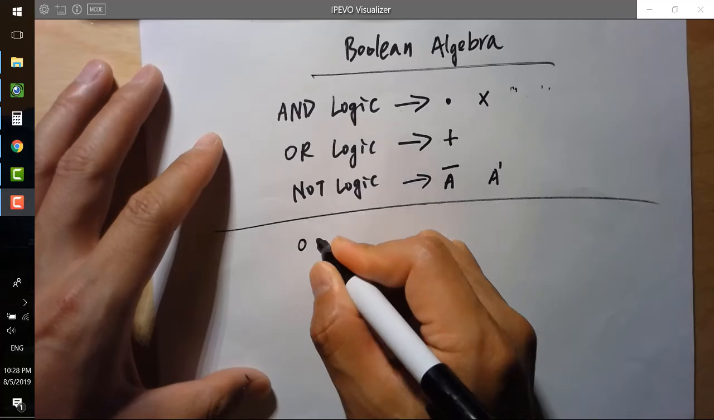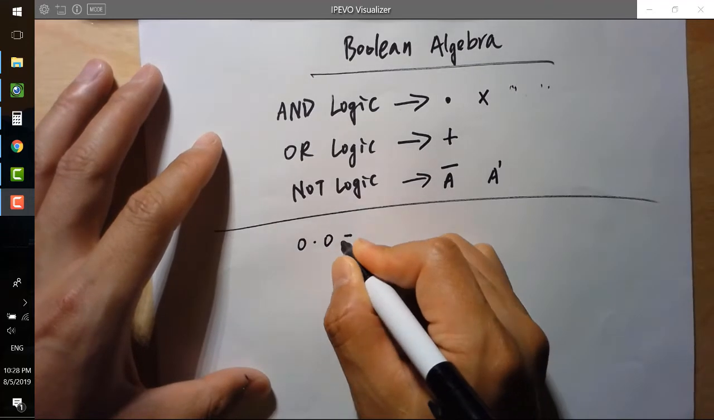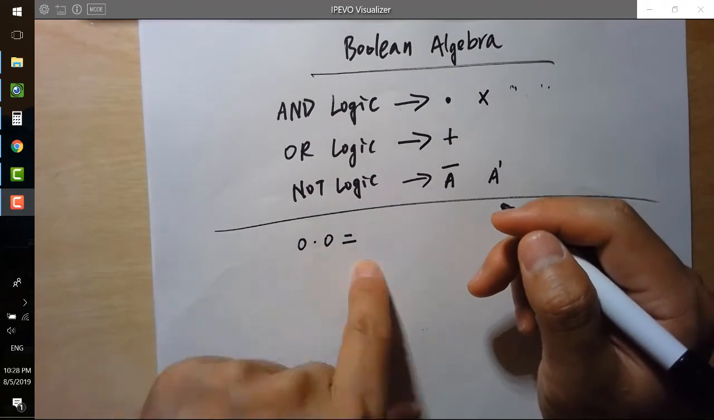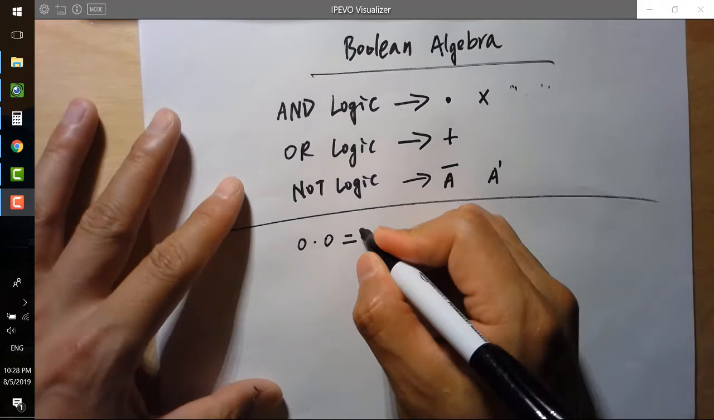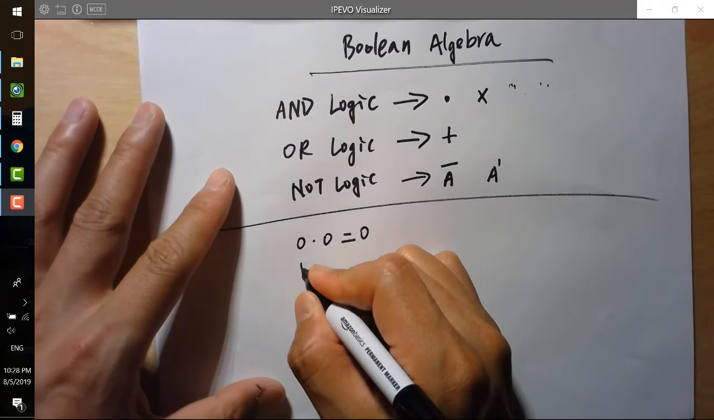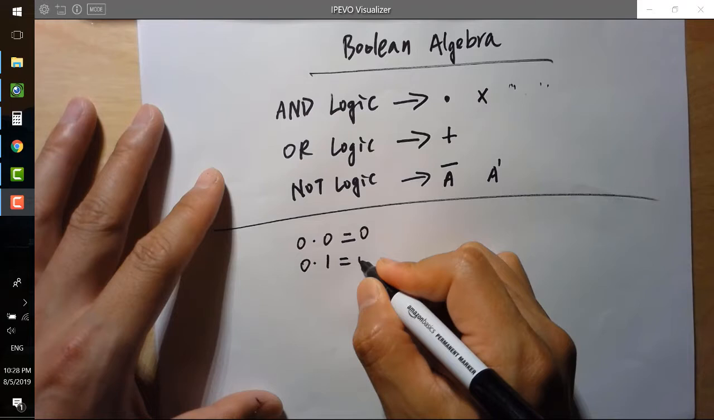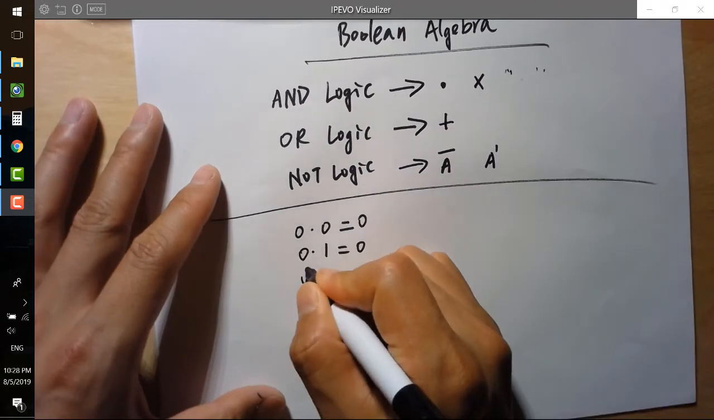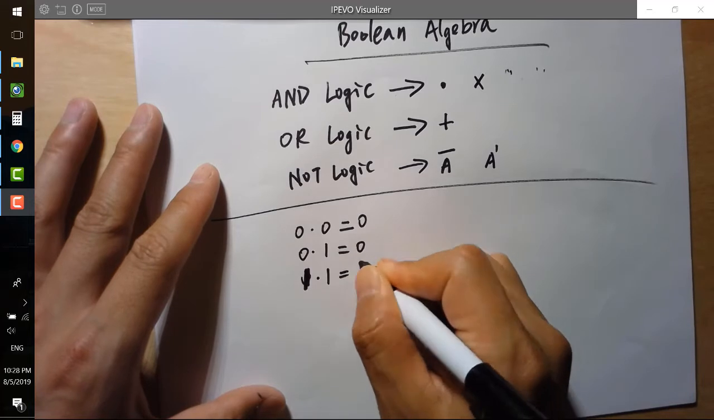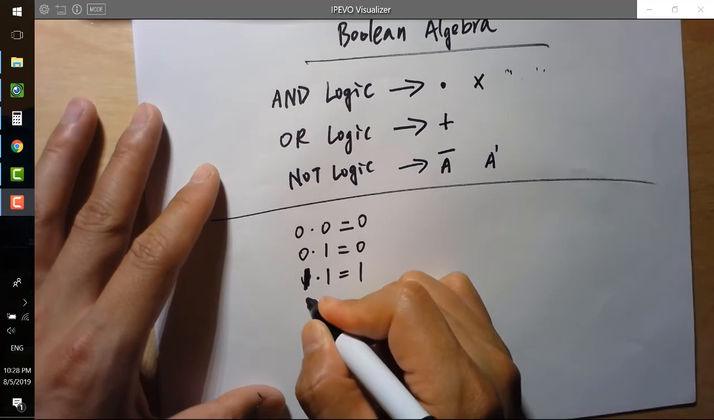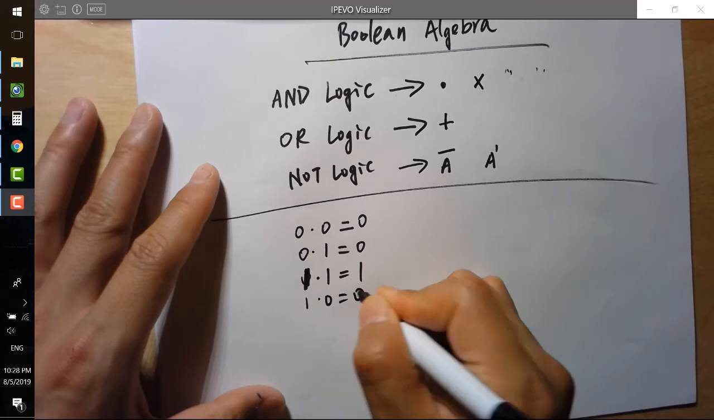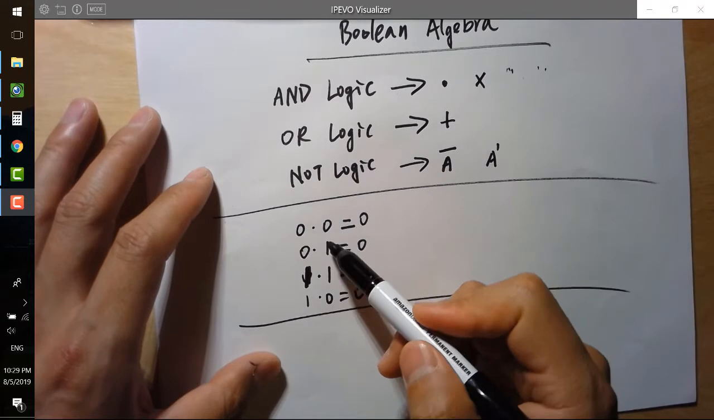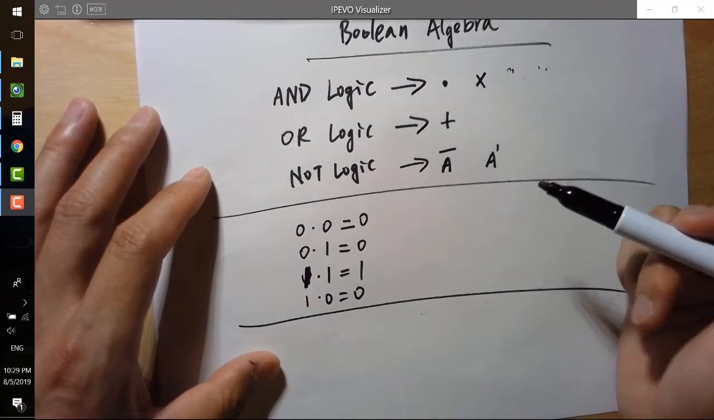If we have 0 and 0, for this very simple operation, what is the result for this? So it's going to be 0. 0 and 1 will be 0 as well. Okay. 1 and 1 will be 1. 1 and 0 will be 0. So that's the AND logic for all these possible combinations of zeros and ones.